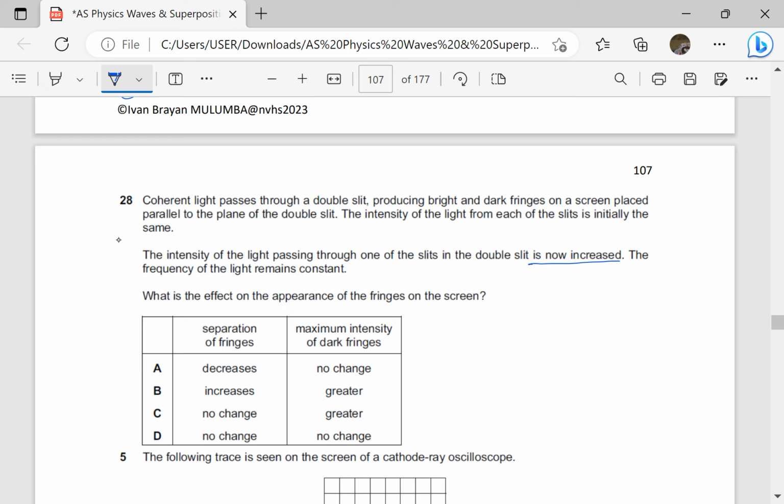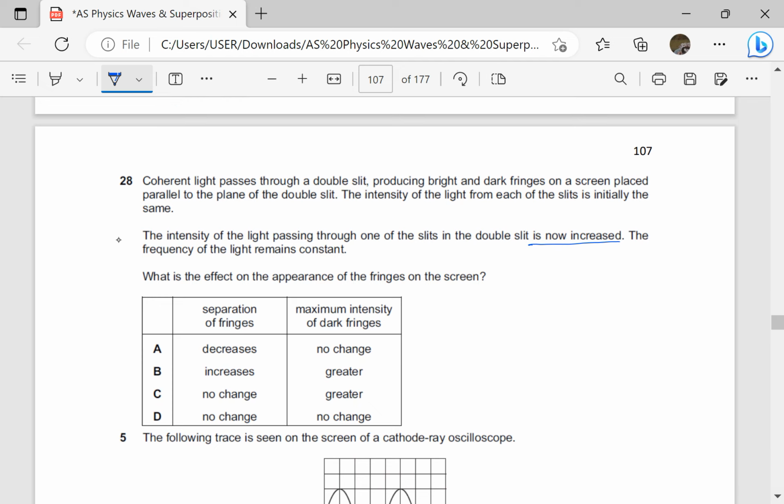And where we saw dark fringes, because the intensity has been increased, they will not necessarily be darker, but the intensity of the dark fringes is also going to be high. So they will not be as dark as before, they will actually be brighter. So what is the effect on the appearance of fringes on the screen? Separation of fringes is not affected by intensity, so A and B are cancelled out. Then maximum intensity of darker fringes.